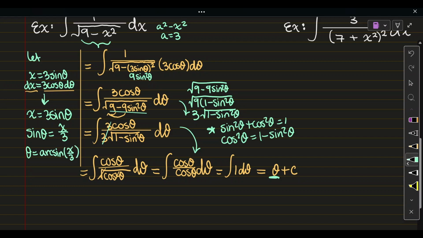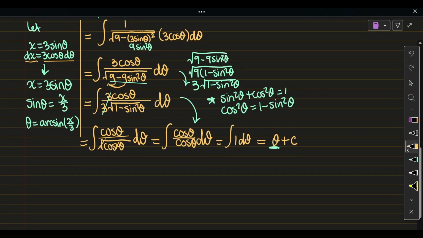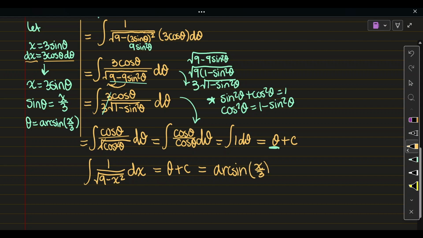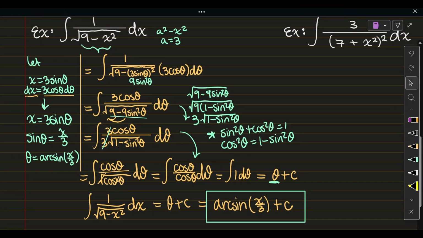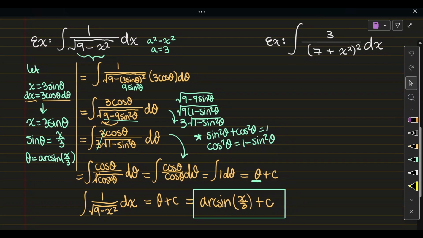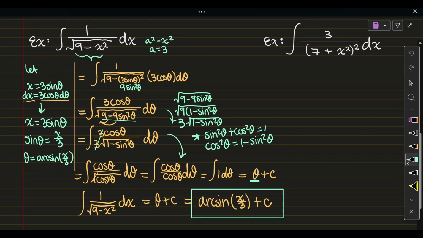over 3. This tells me that my entire integral here, which was originally the integral of 1 over the square root of 9 minus x squared dx, is equal to theta plus c, and we just solve for theta as arc sine of x over 3 plus c. Great. And if you know the formula for the integral of 1 over a squared minus x squared, you can verify very easily that this will give you arc sine x over 3.